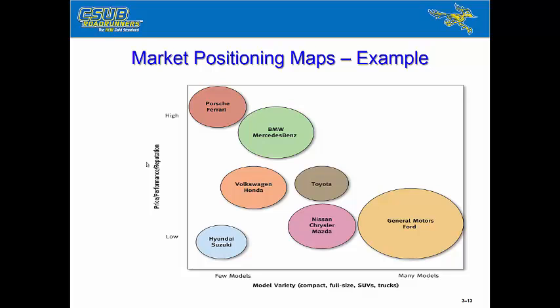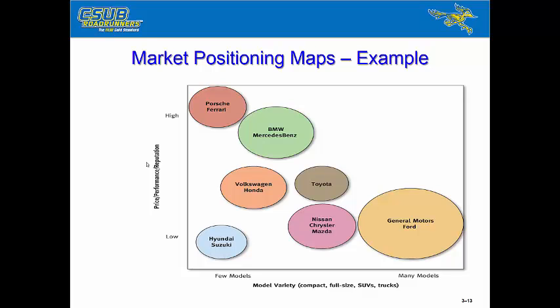This is an example of a market positioning map for the auto industry with price, performance, and reputation, which all tend to be correlated with each other, listed on the y-axis, and model variety, so the number of different types of models of cars that each competitor has, on the x-axis. So you can see here, companies like Porsche and Ferrari tend to have really high quality cars, but only have a couple models. There's not like 16 different models of Ferrari.